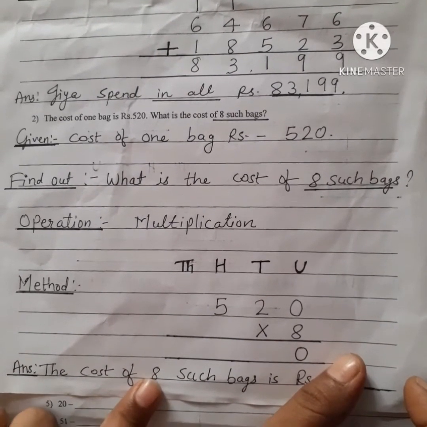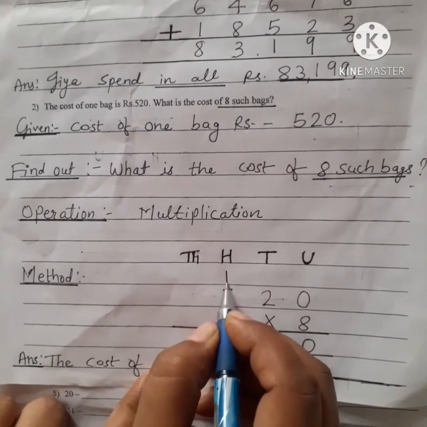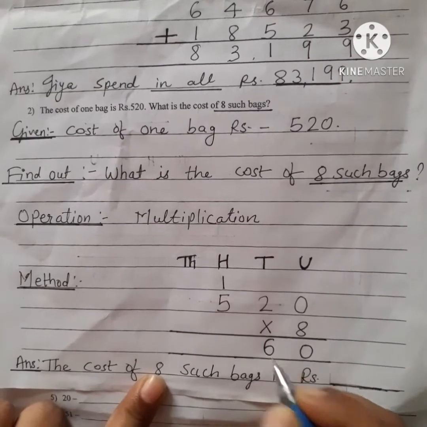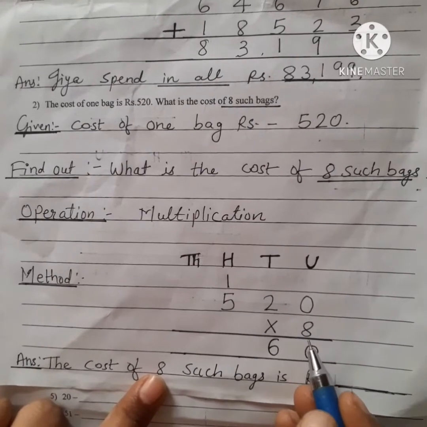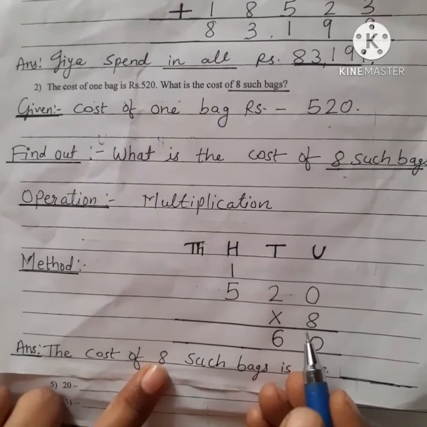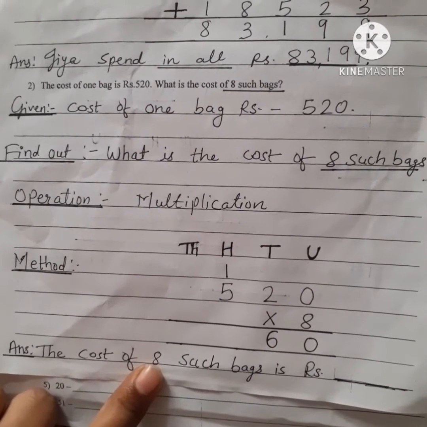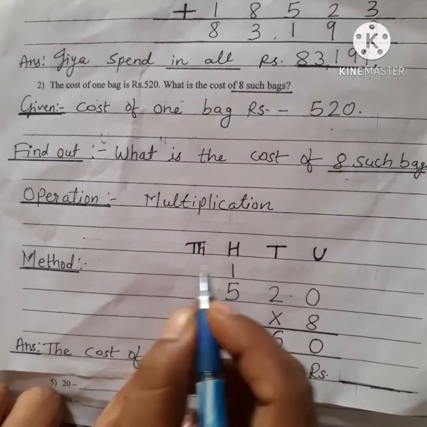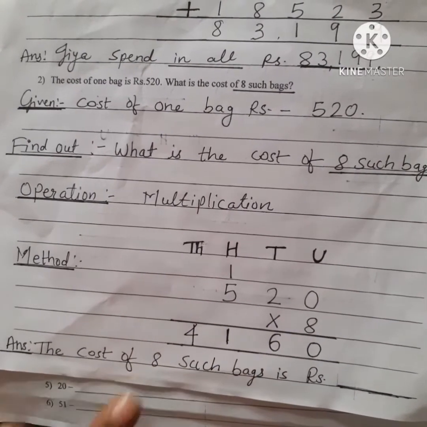8 zeros are 0. So 8 twos are 16. 1 you will carry in the 100 place and 6 you will write in the tens place. After that you have to multiply 8 fives: 8 ones are 8, 8 twos are 16, 8 threes are 24, 8 fours are 32, 8 fives are 40. 40 plus 1, the answer is 41. 1 you will write in the 100 place and 4 you will write in the 1000 place.